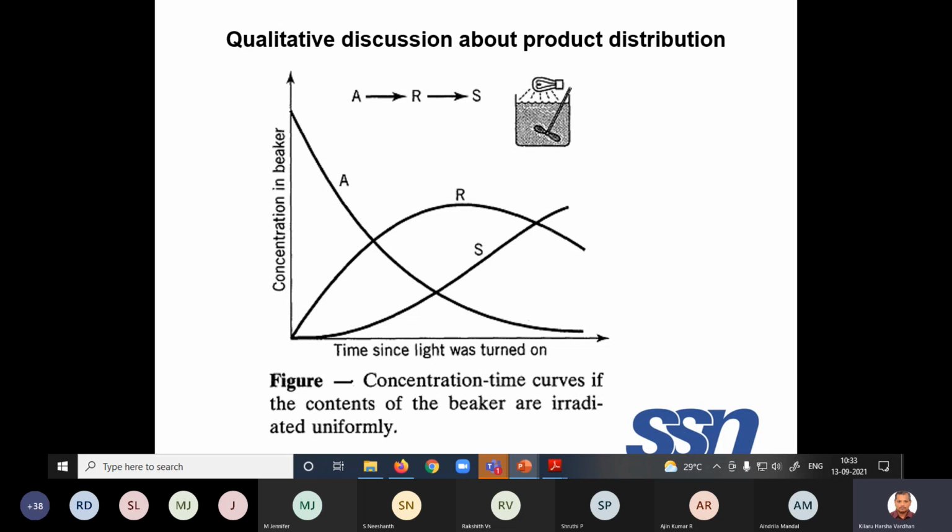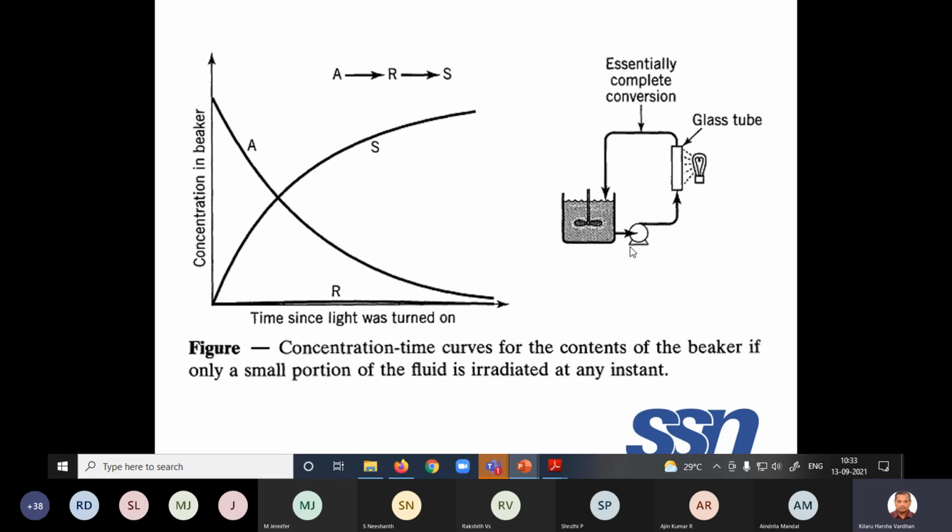For series kinds of reactions, I know it is difficult for you to visualize. The entire A should not be reacted at a time. If the entire A is reacting at a time, then R is formed and R disappears to give you S. So if you use this combination, you definitely get more S than R. You don't want that to happen. So what we do here is, now you see here, the same reaction.